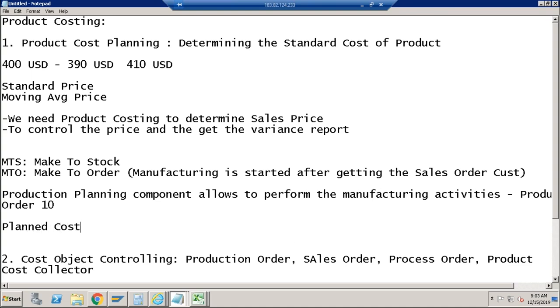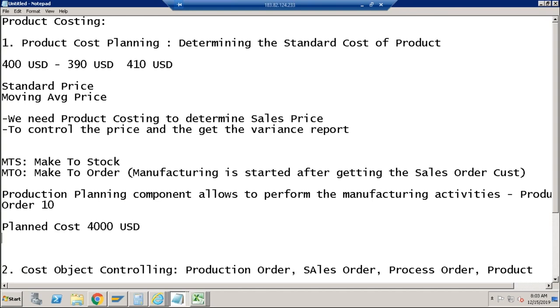If I'm manufacturing 10 laptops, and the standard cost of one laptop is 400, what will be my total planned cost? It would be 4000 USD, right? The planned cost of this production order will automatically become 4000 USD. How? 10 multiplied by the standard cost of 400. Once the manufacturing of this production order has been completed, 10 laptops are 100% ready to be delivered to the customer.